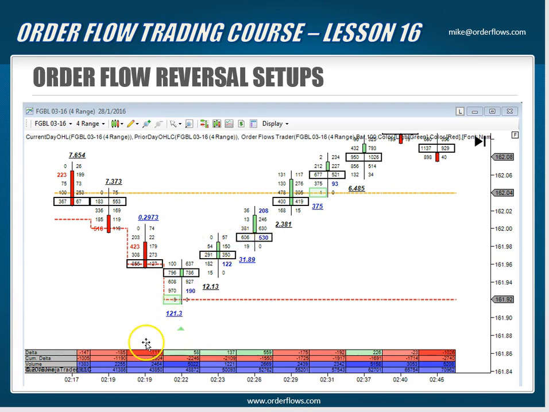Maybe you're a little bit scared getting long off this bar because you see this big negative delta, and you just have a small positive delta. This next bar, and even this bar here at 226 with the small print, giving you the ratio of 31, is indicating that sellers aren't interested in pushing the market any lower. In this case, the buyers are taking over, and the market's going higher.